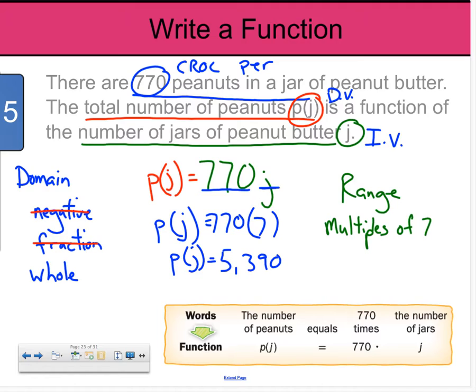So, real quick, we take our word problem, we identify the constant rate of change, the independent and dependent variable, we write a function like we did right here, we substitute and use that function to get an answer, all the while recognizing what is our domain and what is our range.